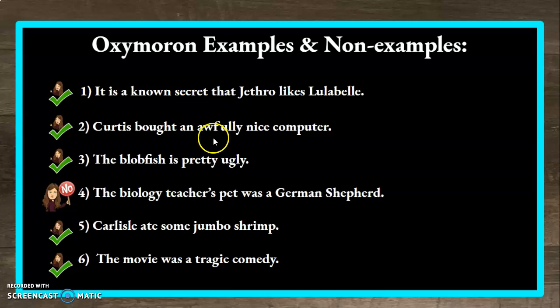2 is also an oxymoron. Curtis bought an awfully nice computer. Awful means something terrible. Nice obviously means nice or kind. So awful and nice put together would be an oxymoron. The blobfish is pretty ugly. And I will warn you, if you Google blobfish, they are really kind of gross looking. So pretty, obviously we know what pretty means. We know what ugly means. When you put them together, that's an oxymoron.